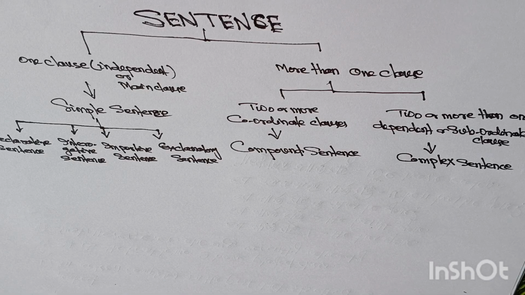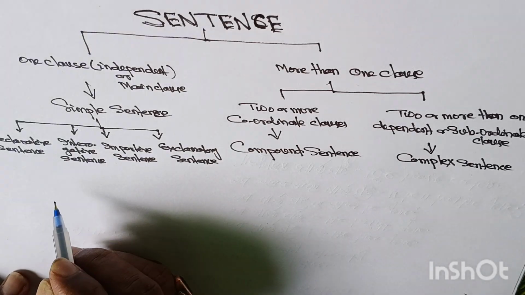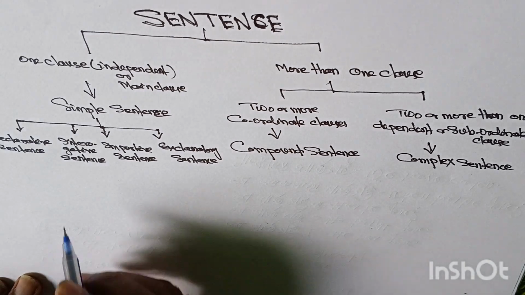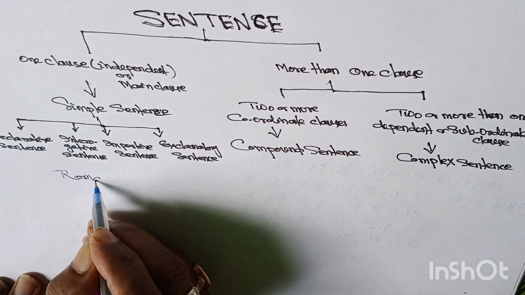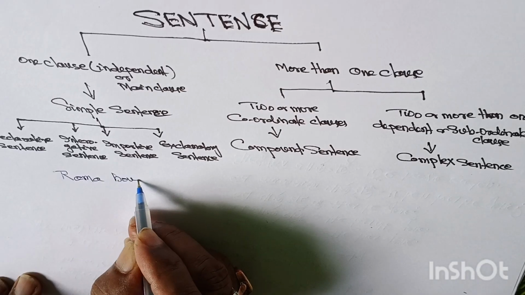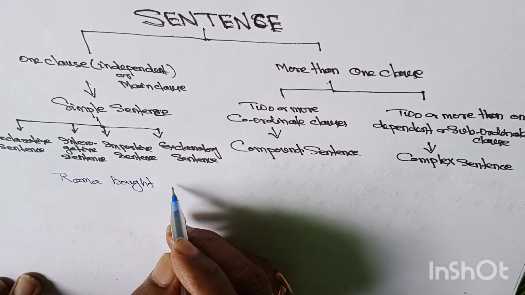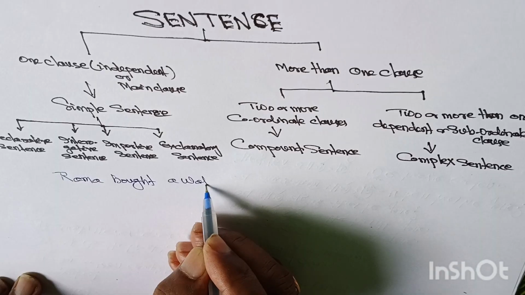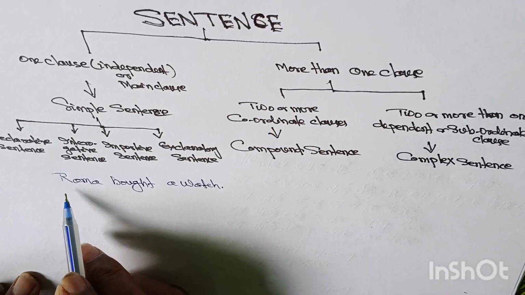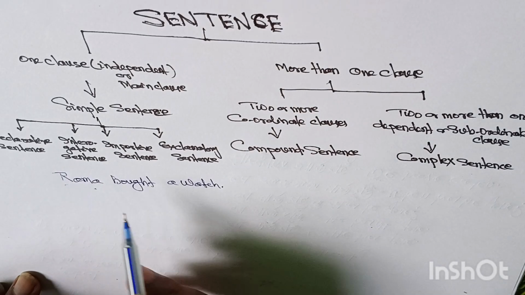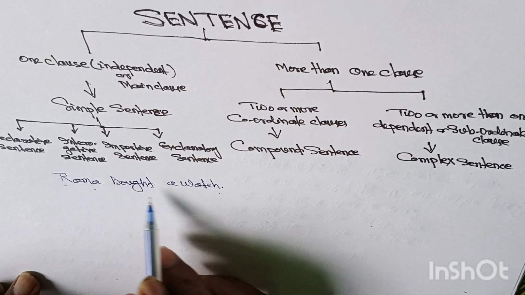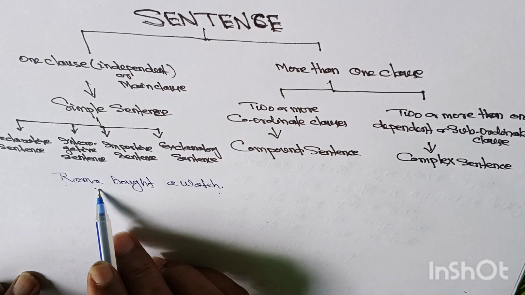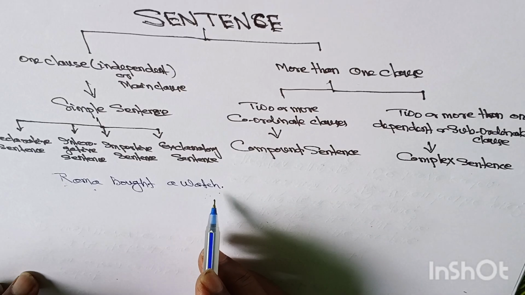For example, Rama bought a watch. In that sentence, Rama is the subject and bought a watch is the predicate. That is a clause, one main clause.